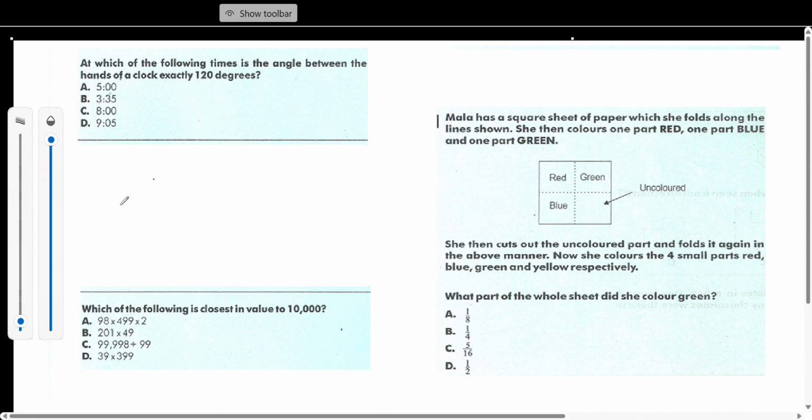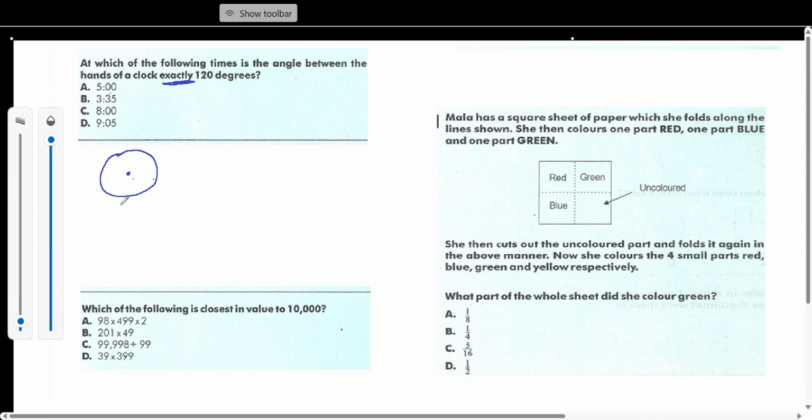So the first question, at which of the following times is the angle between the hands of a clock exactly 120 degrees? Now, there are certain key words that you need to pay attention to in the question. You will understand of what significance this exactly means. Now, first let us try to draw a rough sketch of what these timings will look like on a clock.